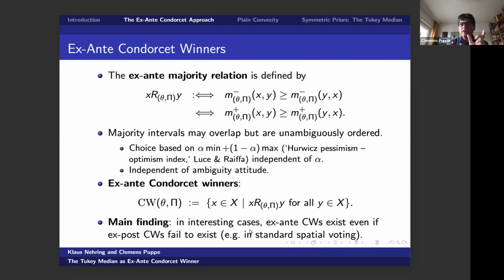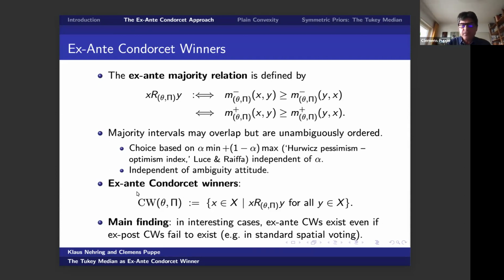Now, if you compare majority intervals, they can overlap, but they are unambiguously ordered. So if the minimum of an interval is larger than the minimum of the opposite comparison, then also the maximum must be larger than the maximum. So in the language of ambiguity attitudes, the ex ante majority relation is independent of your ambiguity attitude, right? Ambiguity attitude would mean that you place more weight on the minimum or more weight on the maximum. If you put more weight on the minimum, you're ambiguity averse. If you put more weight on the maximum, you're ambiguity loving, and so on. But this does not actually play a role here because it is independent of your ambiguity attitude.